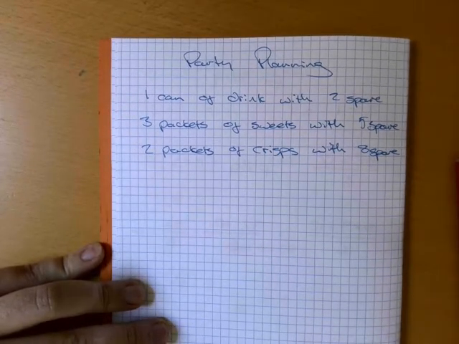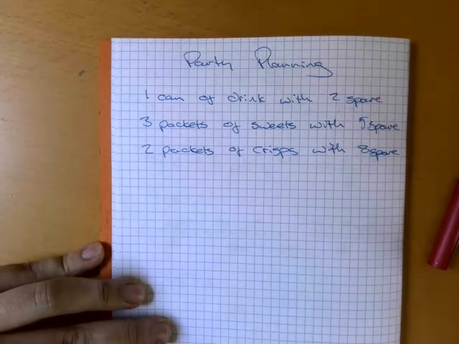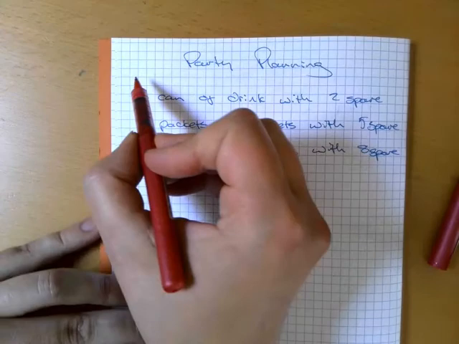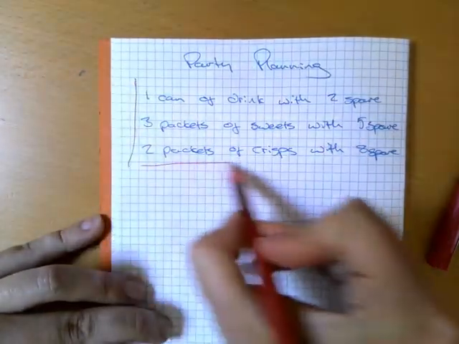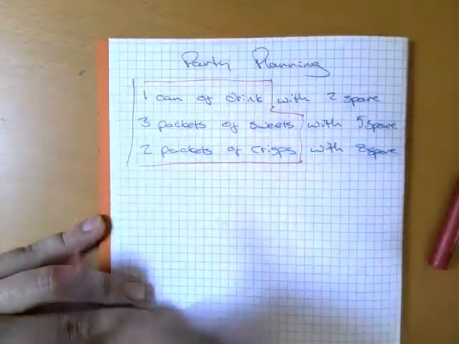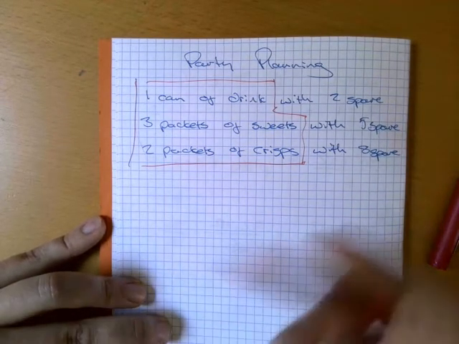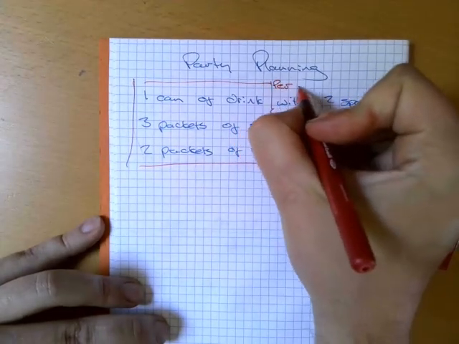Most of the time we think about formulas as these things that you get told in class, so for example the area of a circle, but we can make a formula to represent any situation. So here's my party planning situation, obviously for after lockdown. These are the things that I need to be able to hold my party. Now for each person we are going to need 1 can of drink, 3 packets of sweets and 2 packets of crisps. So these are per person.